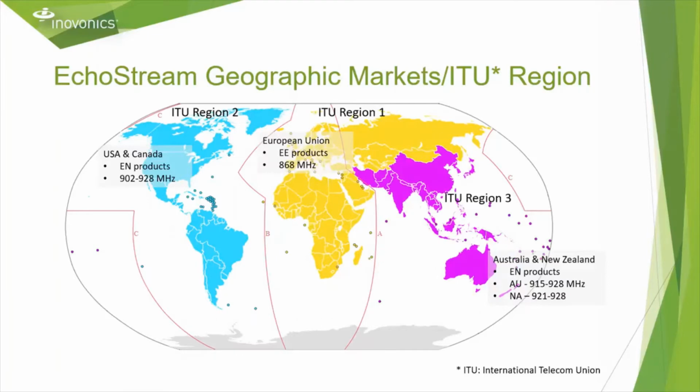This spectrum is subject to change based on the region within which you operate. In the United States and Canada, we operate from 902 to 928 MHz. In the European Union, we operate at 868 MHz, and in Australia and New Zealand, we operate within 915 and 928 MHz.